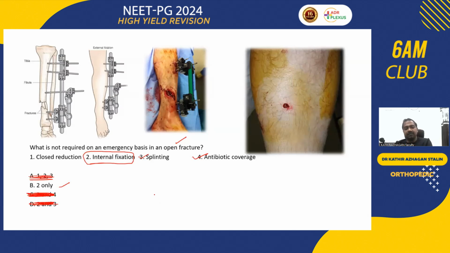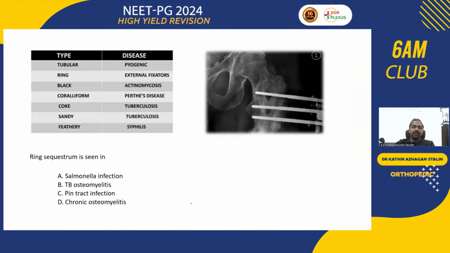But can you do internal fixation in an open fracture? Yes. If it is type 1, or type 2 with little damage, you can do a bit of internal fixation. You can try, but still the possibility of infection is more. Ring sequestrum, we discussed.